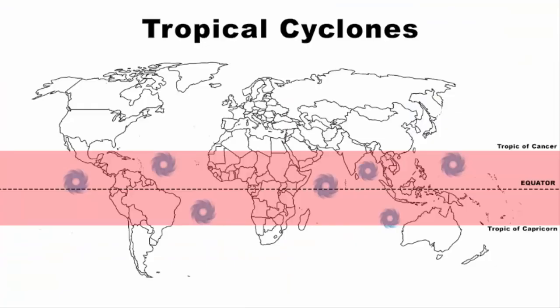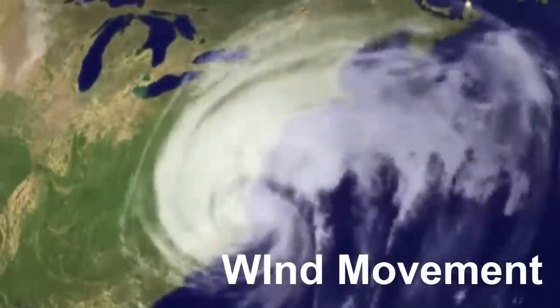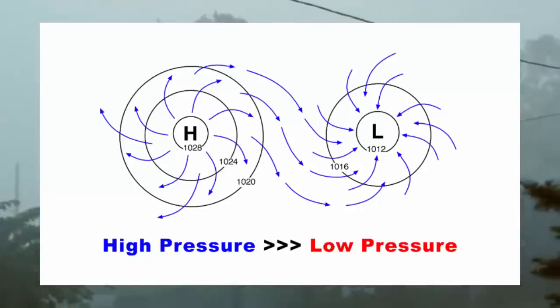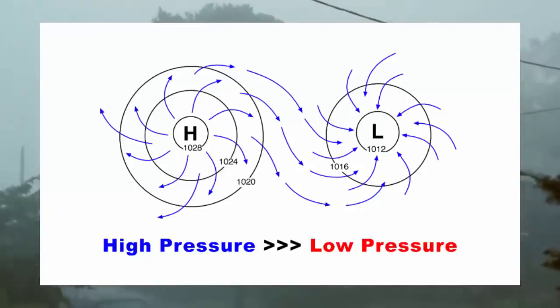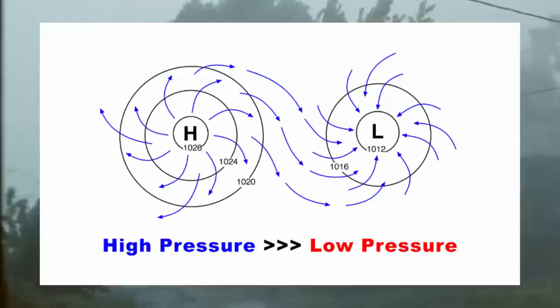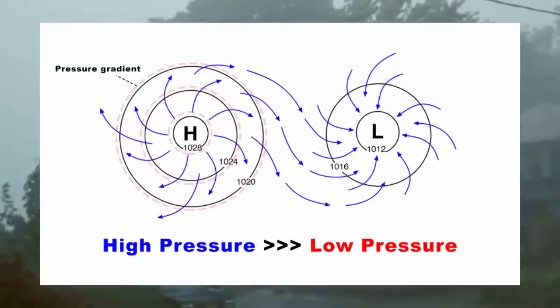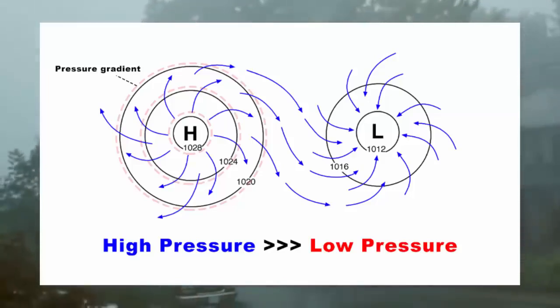Now that you have understood the main things about the tropical region, let's understand wind movement. Wind movement is determined by low pressure and high pressure systems. It is the differences in atmospheric pressure that create a pressure gradient and make the wind move. And wind always blows from areas of high pressure to areas of low pressure.